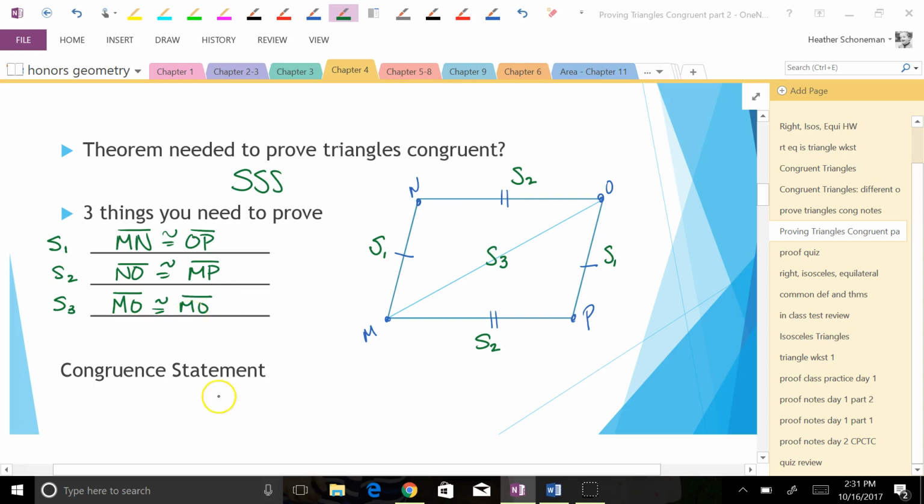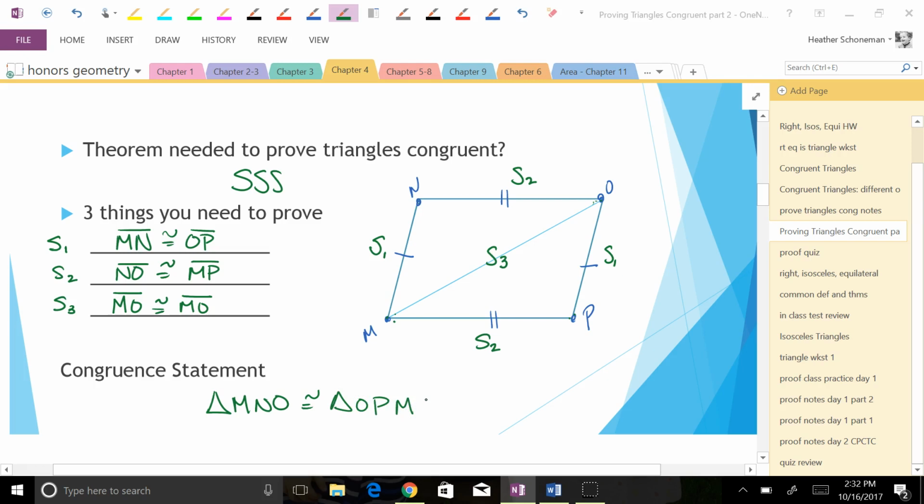Now we're going to write a congruent statement for the two triangles. So it doesn't matter how you start the first one. I'm going to say MNO. And when I did MNO, I started at M and O. So I went this way through side 1, side 2, and then side 3. So to repeat that pattern and go the same direction over here, I've got to go through side 1, side 2, and then side 3. So that would be O to P to M.